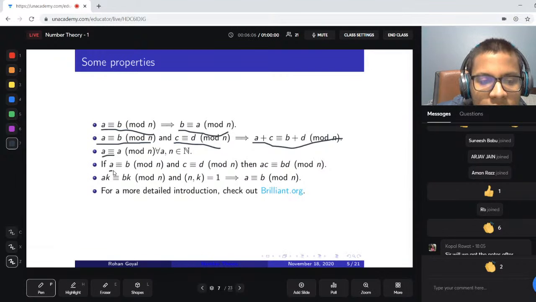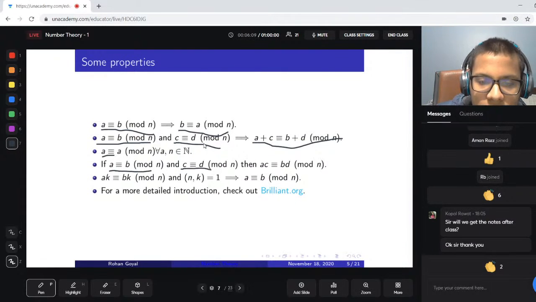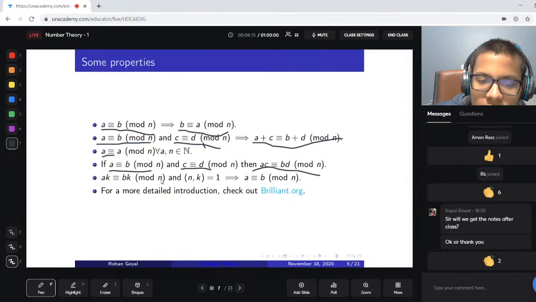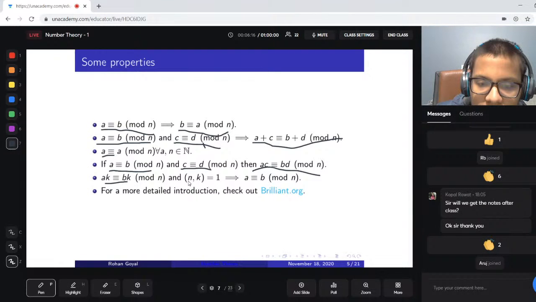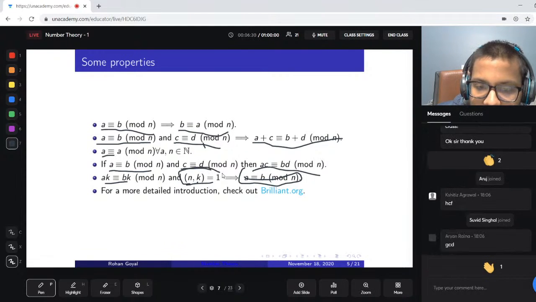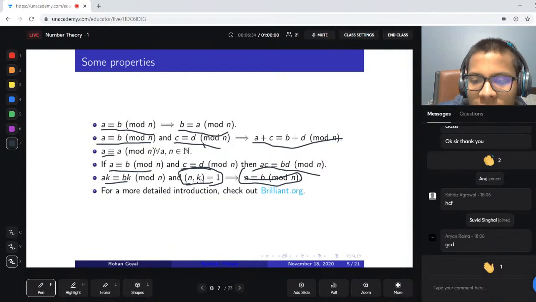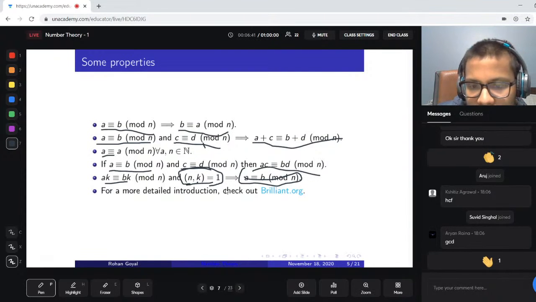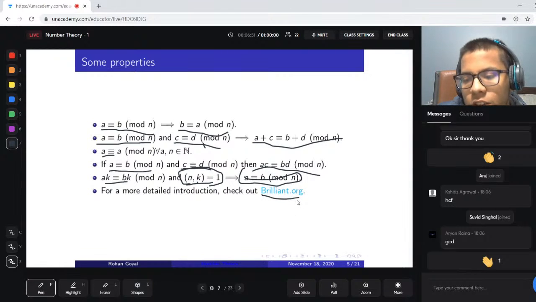If A is congruent to B mod n and C is congruent to D mod n, as was here, then AC is congruent to BD mod n. AK is congruent to BK mod n, and gcd of n and k equal to 1 means that A is congruent to B mod n. Do you know what gcd(n, k) equal to 1 means? Yes, I'm basically saying that n and k are co-prime. So if n and k are co-prime, then I can remove k from here and I'll still get two congruent numbers. I have already shared the link on the Discord, but you can use this to get a more detailed introduction. If these properties are fine, give me a thumbs up, please.